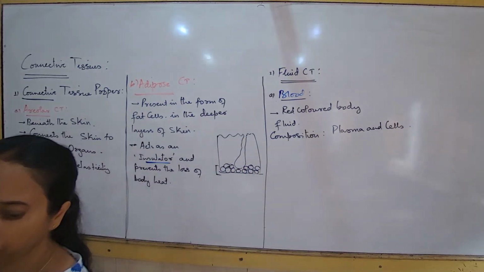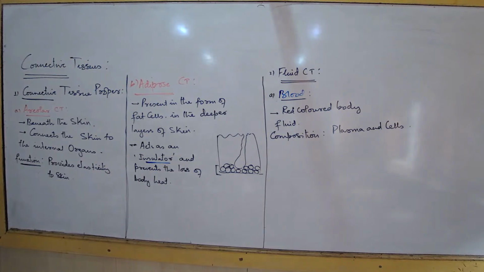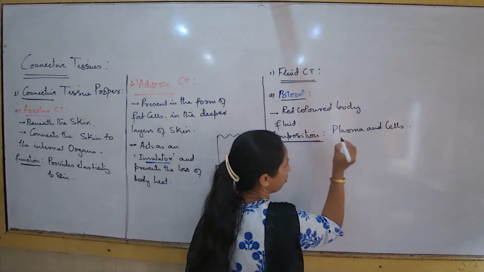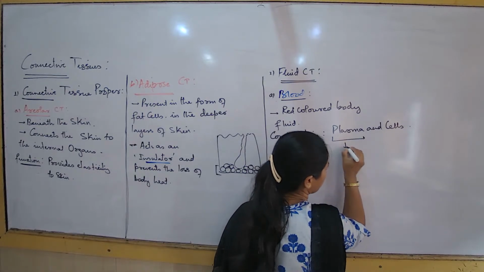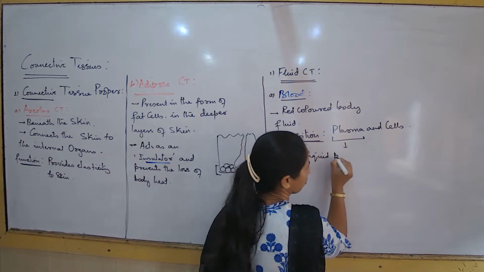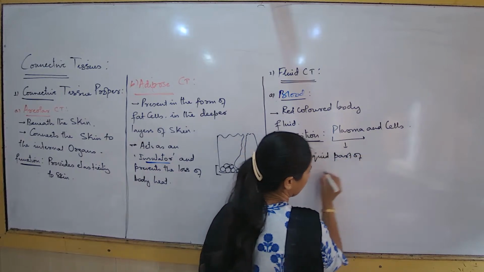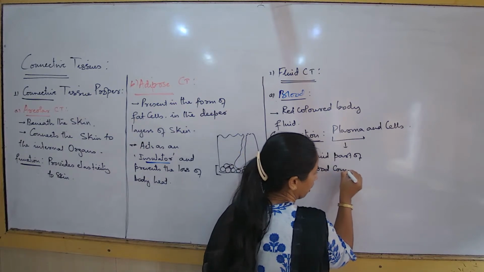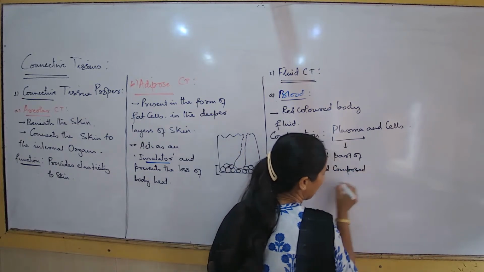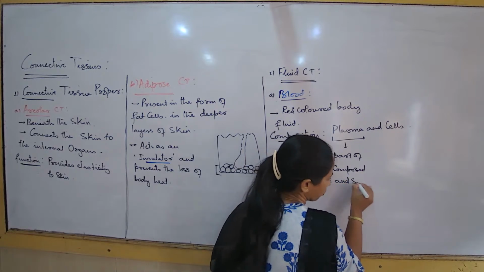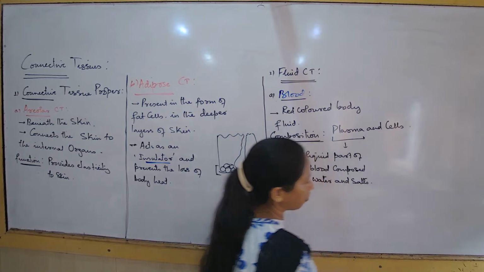So when we are talking about the plasma and the cells, what is plasma? How will you define this word plasma? Blood is made up of plasma, I am saying. So what is the definition of plasma? Plasma is the liquid part of the blood. And what is it made up of? It is composed of water and a variety of salts.